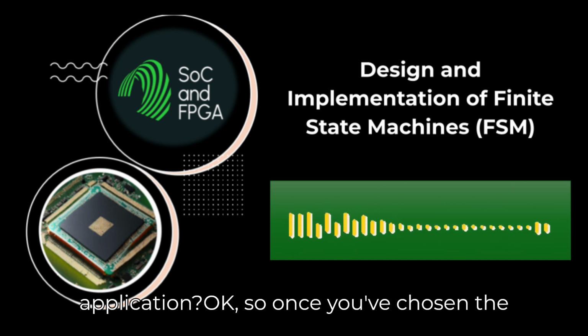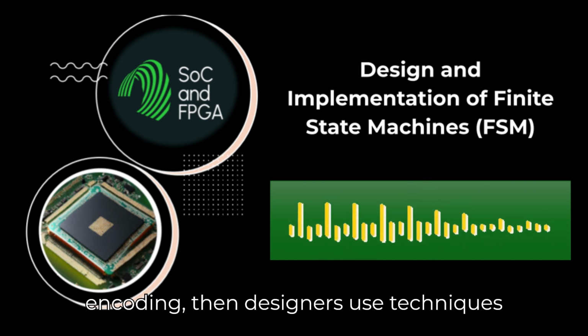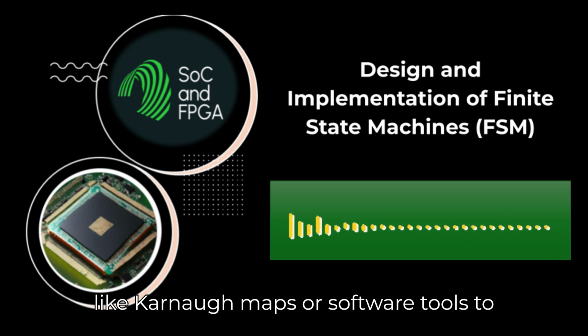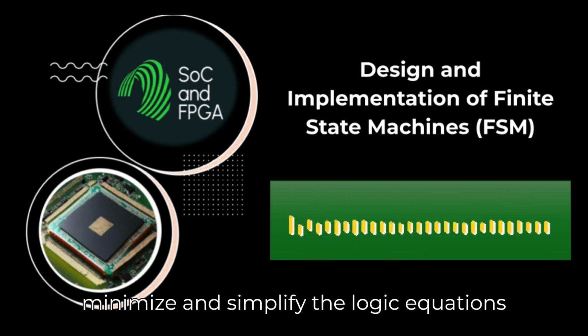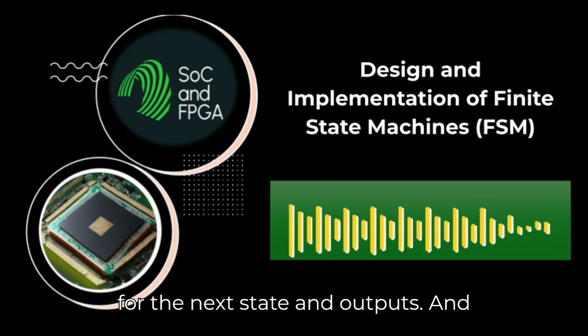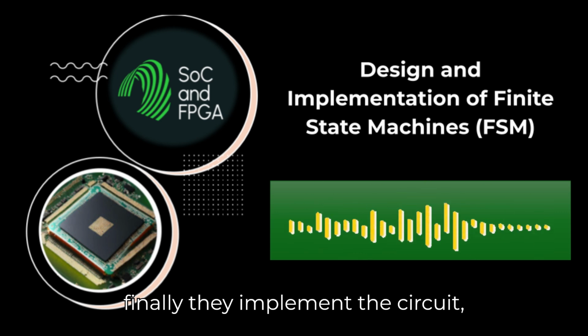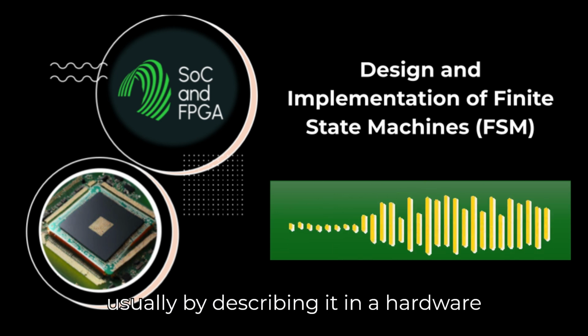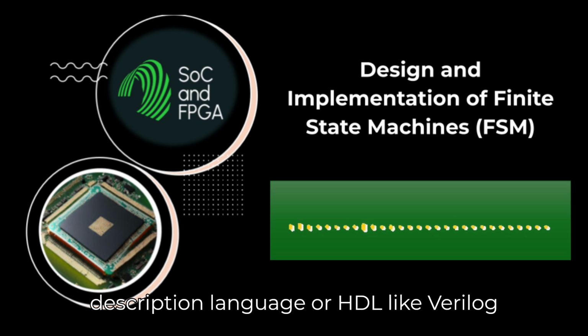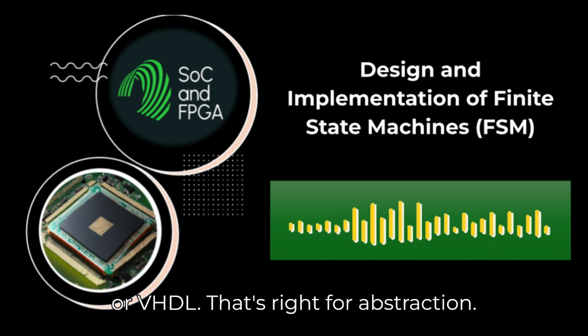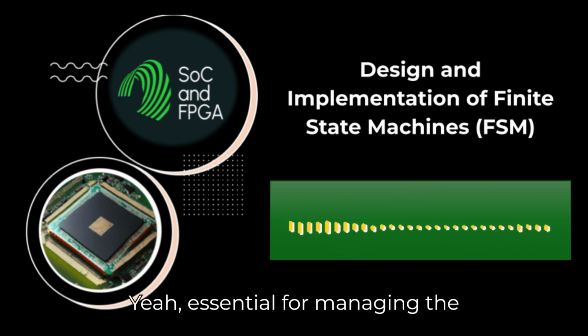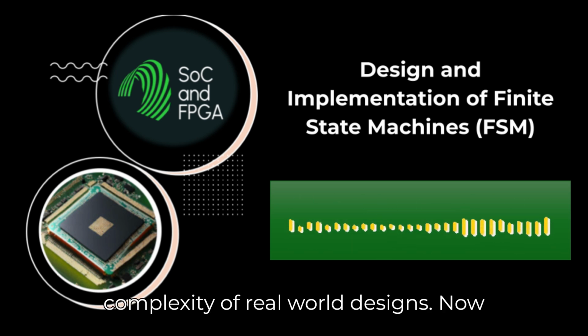Okay, so once you've chosen the encoding, designers use techniques like Karnaugh maps or software tools to minimize and simplify the logic equations for the next state and outputs. And finally, they implement the circuit, usually by describing it in a hardware description language, or HDL, like Verilog or VHDL. That's right, for abstraction. Yeah, essential for managing the complexity of real-world designs.